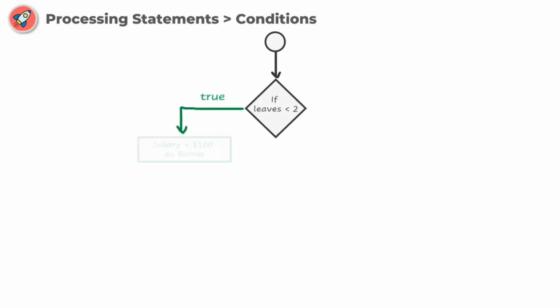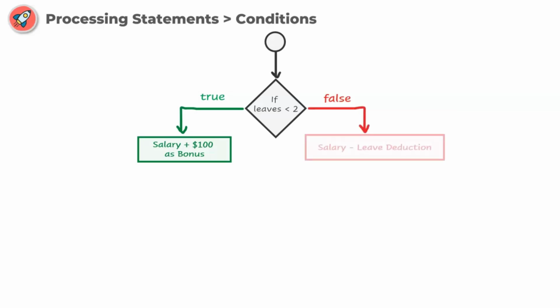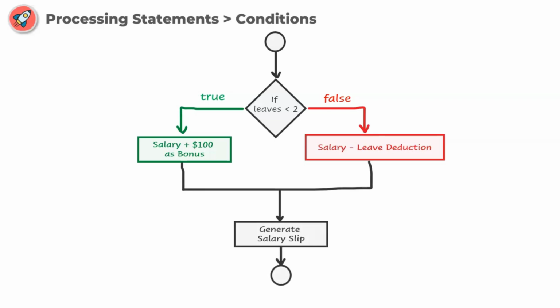So the conditional statements help in decision making. Say for example, if an employee has less than 2 leaves, he is entitled to a monthly bonus of $100. But if the employee takes more than 2 leaves, then he is liable for a deduction. And accordingly, the salary slip will be generated. So the system evaluates a condition to decide which path to follow.